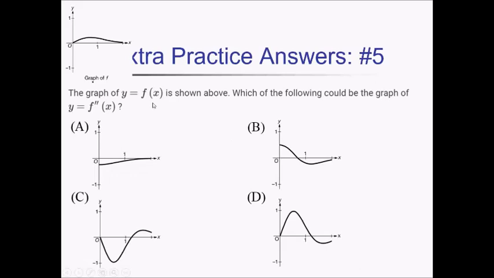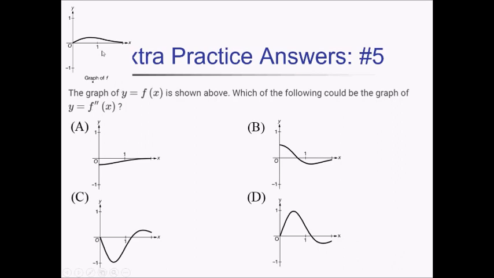For this problem, we're given the graph of f of x right here. We want to know, based on that, which could be the graph of f double prime from these options below. So going from f to f double prime, the only thing you can really look at is the concavity. If we have a change in concavity for the graph of f, then that's going to be a sign change in the graph of f double prime.